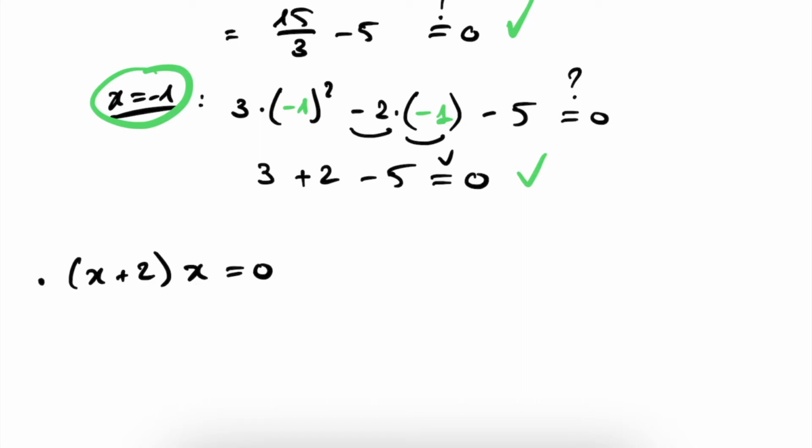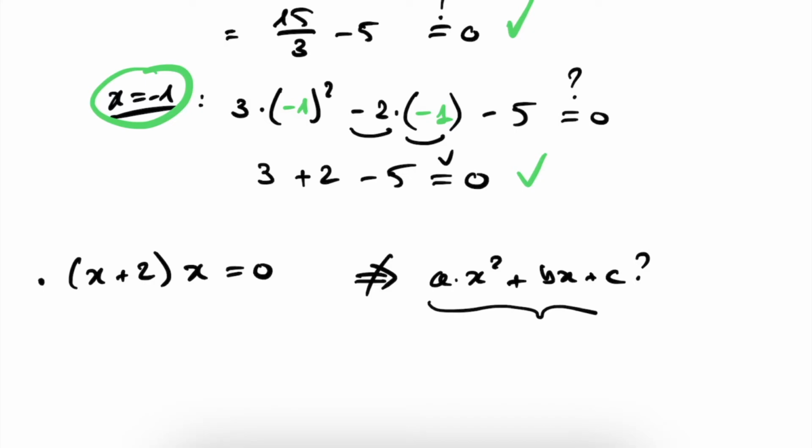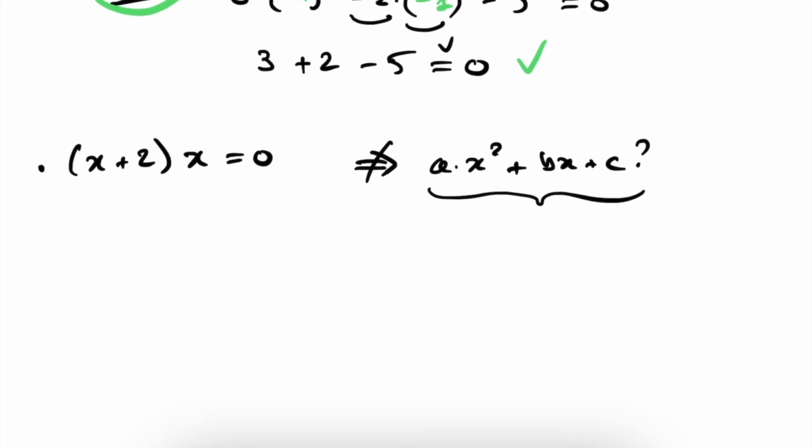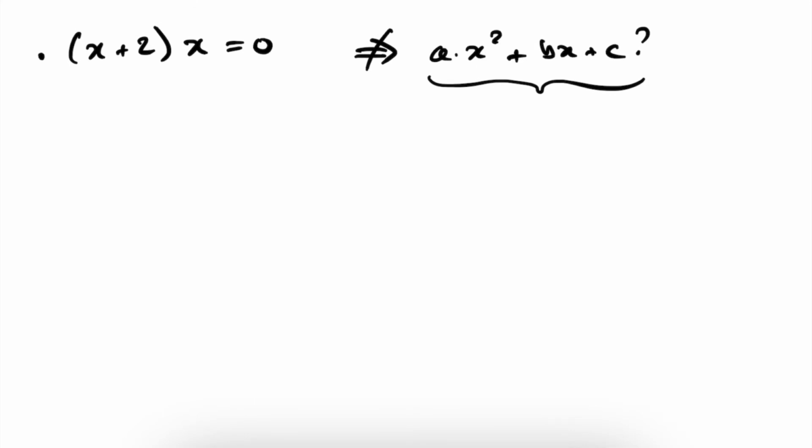This equation, as you will often find in the wild, is not in the form of a times x squared plus b times x plus c. So this is not in this form. So what do we do then? Well, we can first write out this equation to get it into this form, because this equation is just this equation in disguise. So let's look at what we can do.